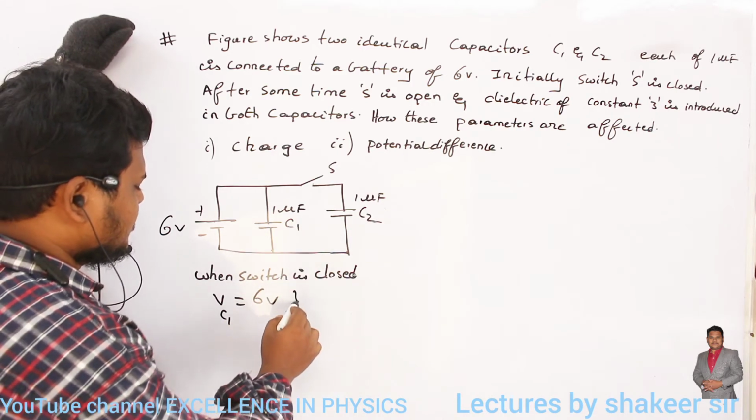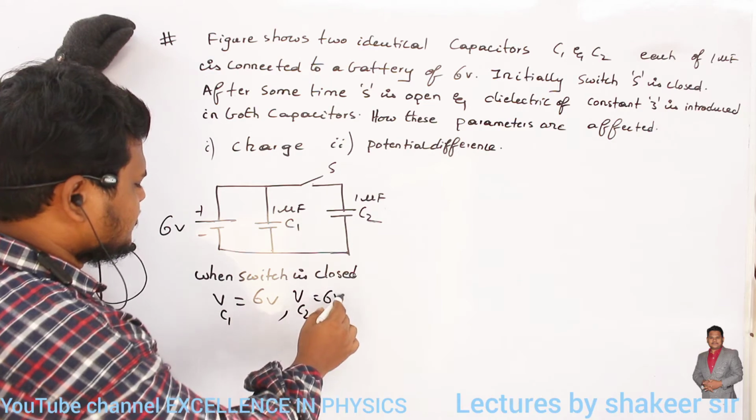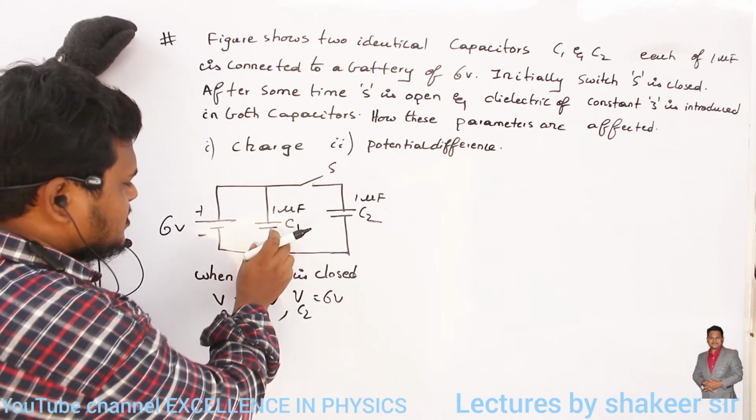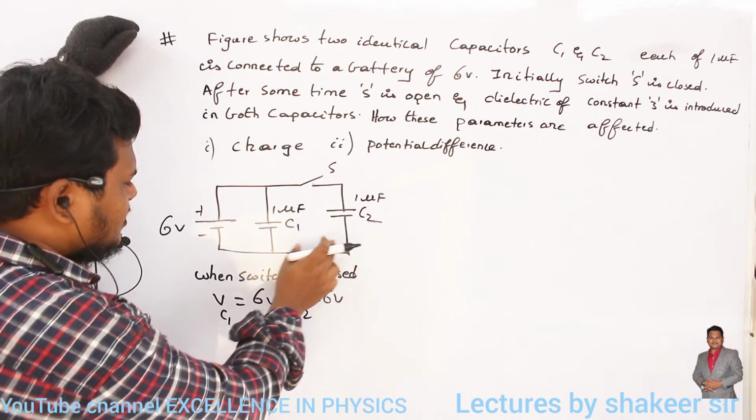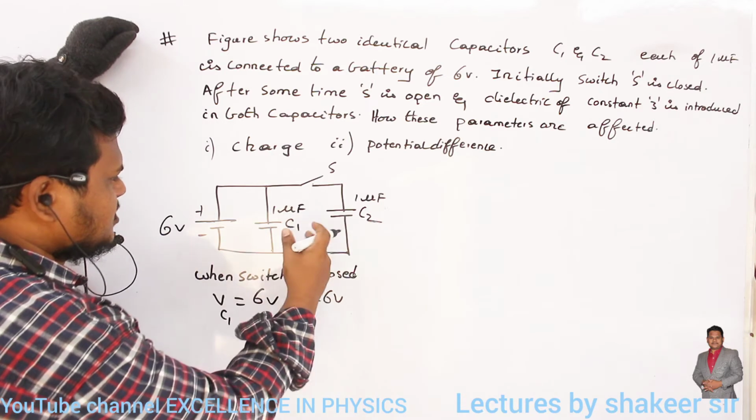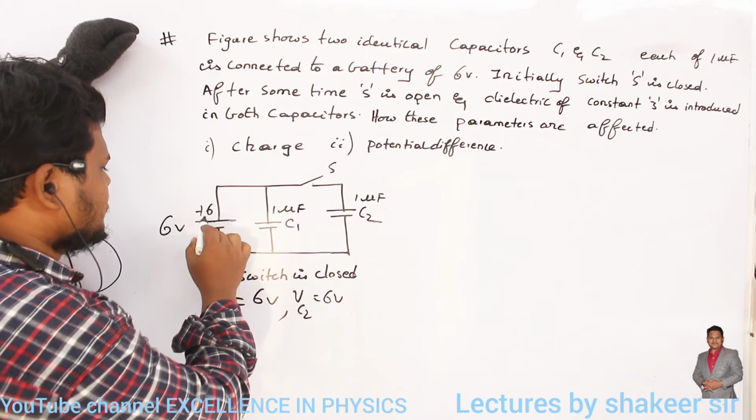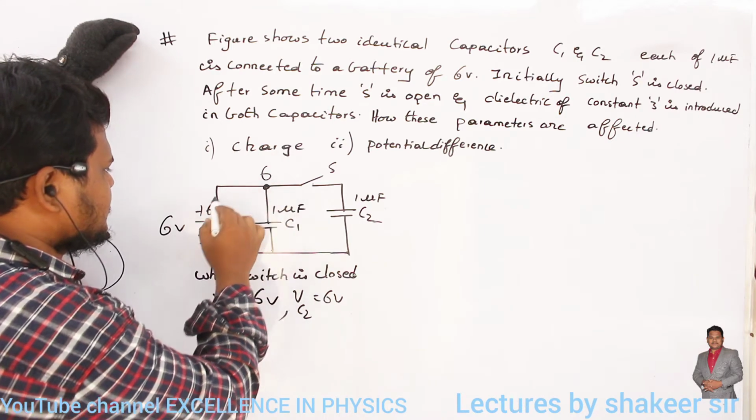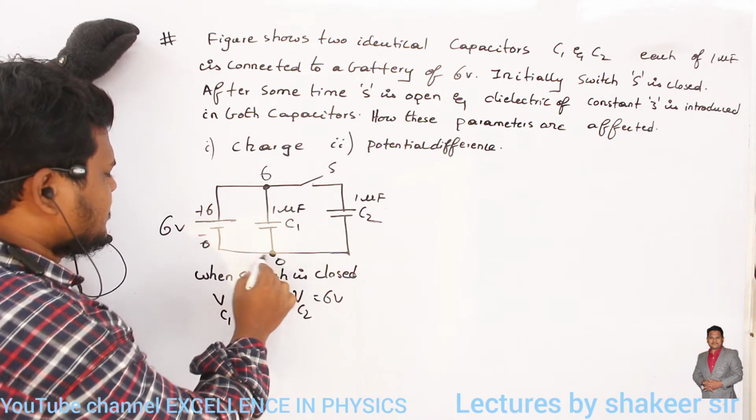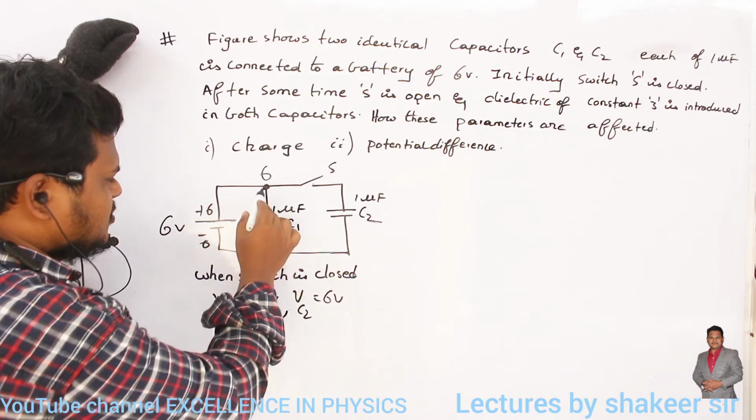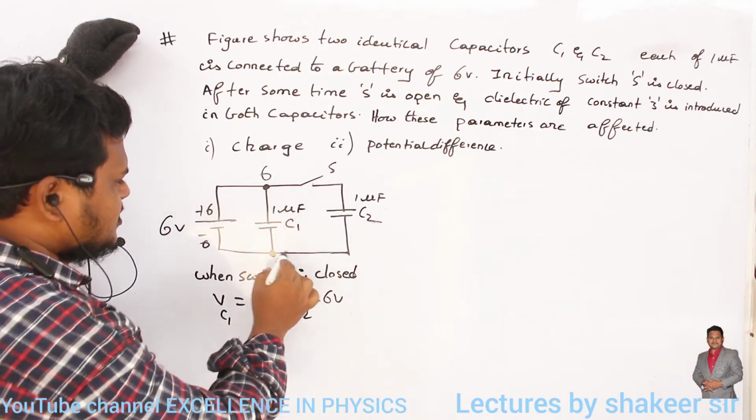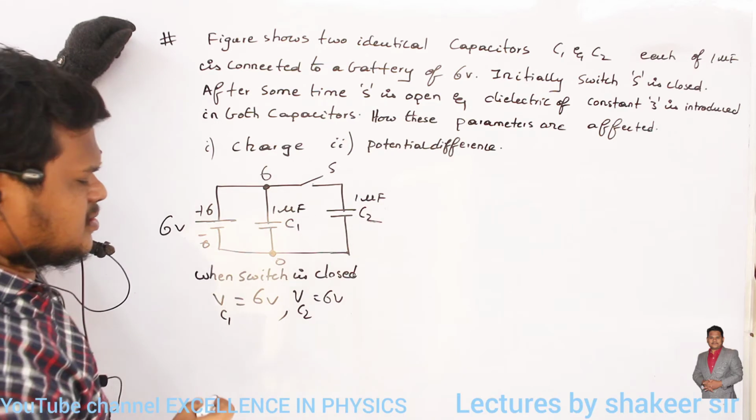Similarly, what is the potential difference across C2? It is also 6 volts. Because these two capacitors are connected in parallel, the same potential difference will exist across both the capacitors. So if I take this as 6 and this as 0, the same potential 6 will be present here, and the same potential 0 will be present here. So in between, this also has potential difference 6 only. In this branch also the potential difference is 6 only.